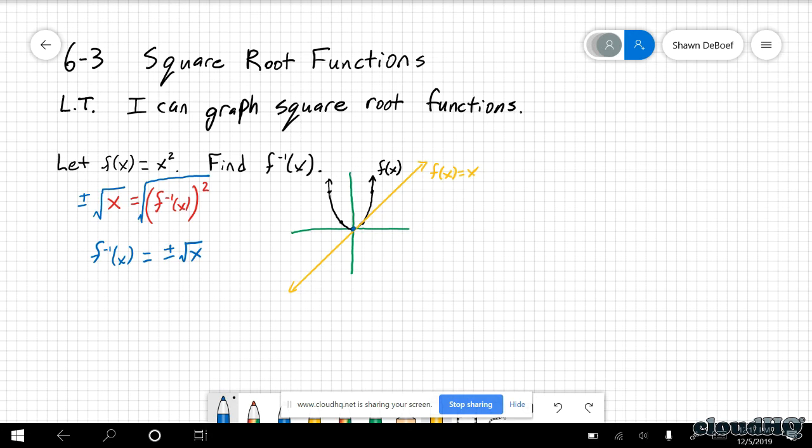So 0, 0, if you do the inverse of 0, 0, it's still just 0, 0. 1, 1, if you invert 1 and 1, you still get 1 and 1. Negative 1, 1 becomes 1, negative 1. 2, 4 becomes 4, 2. Negative 2, 4 becomes 4, negative 2. And we get our sideways parabola. We talked about that in class in the last section, but that's what its inverse looked like.